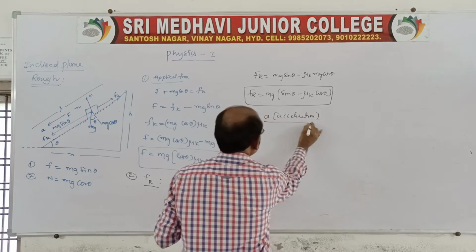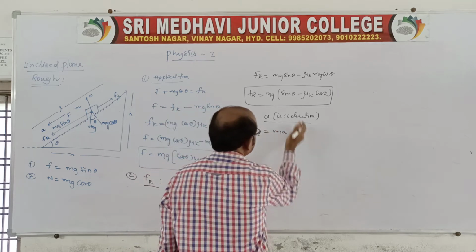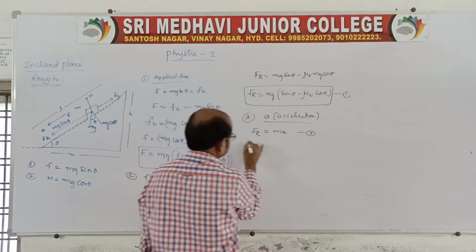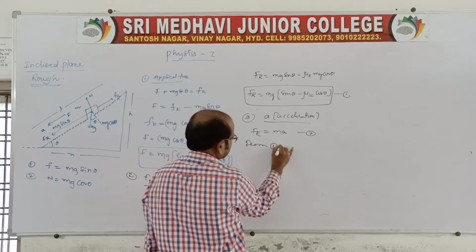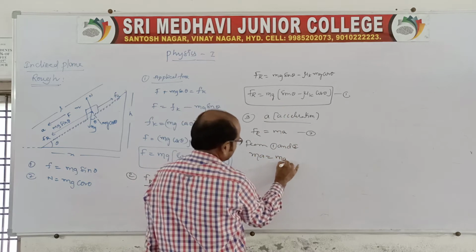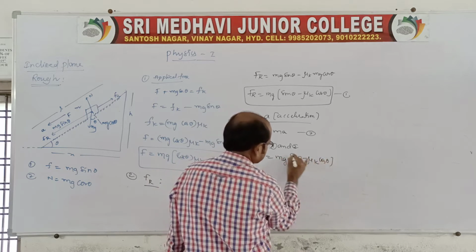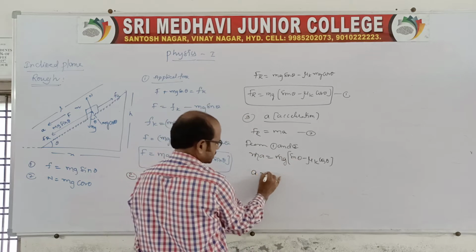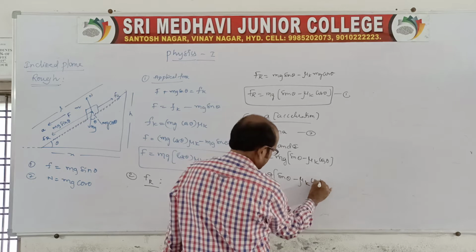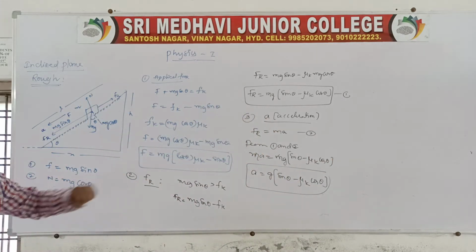About acceleration, we know Fr is equal to ma, right? So now you write here, this is equation 1, this is 2, then from 1 and 2, what will happen? ma is equal to mg of sin theta minus mu k cos theta within the bracket. So acceleration is equal to g within the bracket sin theta minus mu k cos theta. This is the acceleration.